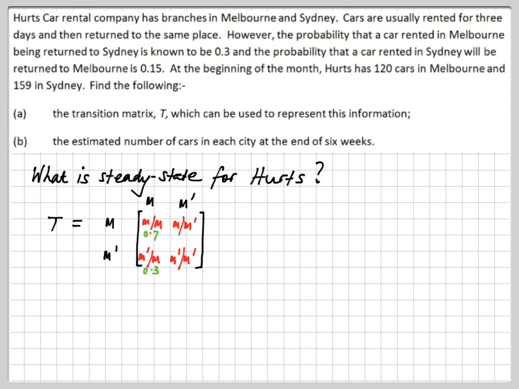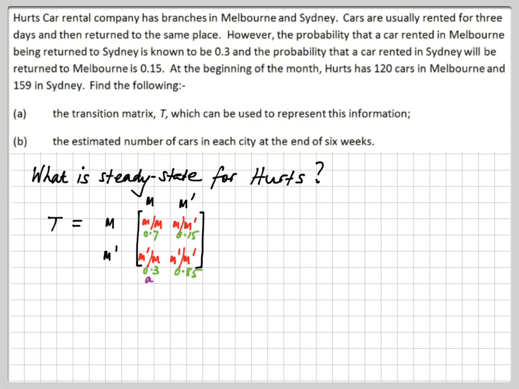And the other one was 0.15, that a car rented in Sydney will be returned to Melbourne. So that's not Melbourne. Oh no, wait a minute. It's Melbourne given not Melbourne. Yeah, that's the top right. So that's 0.15. Therefore, bottom right is 0.85. Now we've got it.